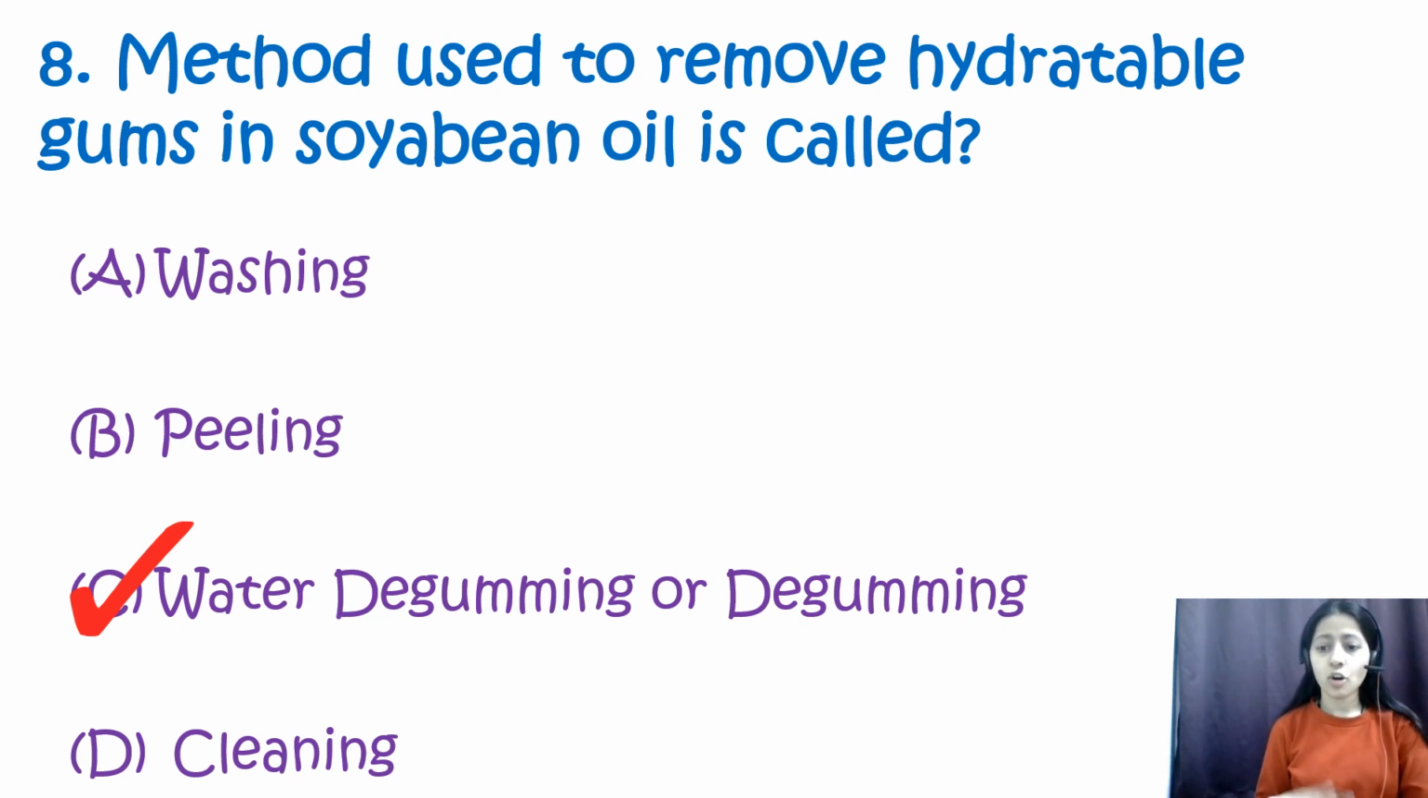Hot water is added to the oil and thoroughly mixed, and then the water molecules bond to the hydratable parts of the gums, and it creates a large mass of material, which can then be removed from the oil. This water degumming method is the oldest method for the treatment, and it forms the basis for the formation of the gums, which are further used for the production of commercial lecithin. So here the correct answer is option number C, that is water degumming or degumming.